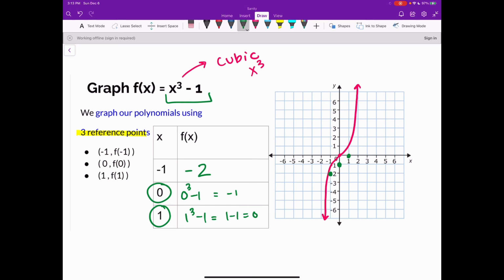Now I can see my cubic function. I know the shape of it has to look something like this pink line. And I know everything just got shifted down. Looks pretty accurate to what I was sketching earlier. Okay.